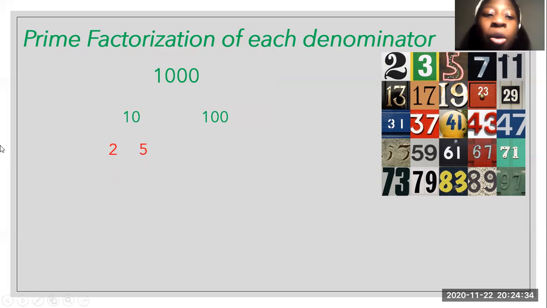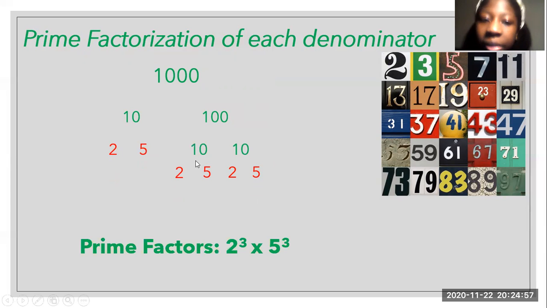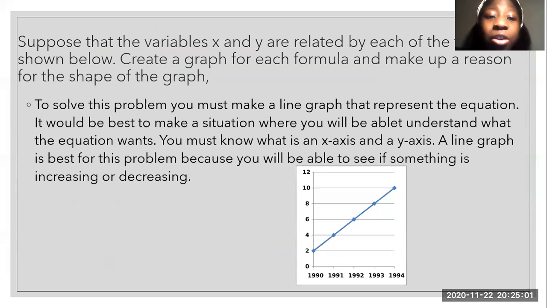So we're done with this side. Let's go to the 100. 100 could be 2 tens. 2 tens is not a prime factor, so that will break down to 2 and 5s again. So now that we have our numbers, we'll have 3 2s and 3 5s. Let's go to our next question.